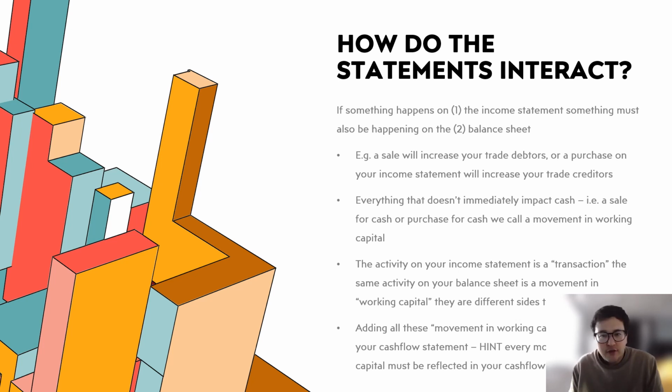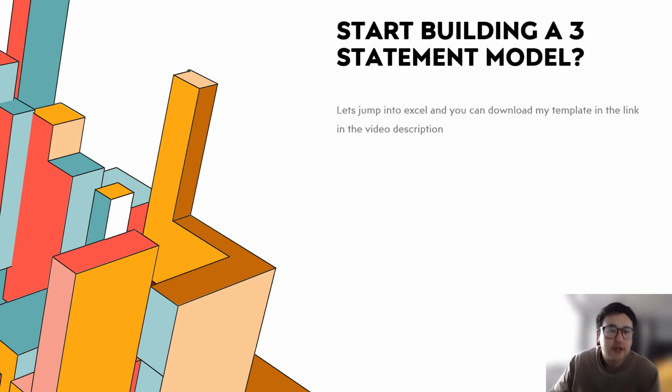So you probably didn't follow all of that, didn't follow a lot, but if you can keep that in the back of your head: if something happens on the income statement, something must be happening on the balance sheet. We call what happens on the balance sheet a working capital movement. So let's now jump into the Excel, and you can download the template in my link, and then you'll be off to a good start.